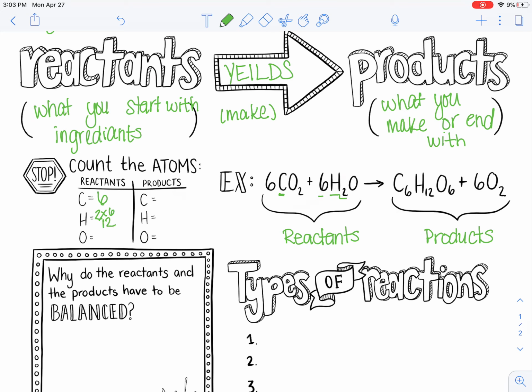For oxygen, here I have 2 times 6, which is 12. And over here I have just 1 times 6, so that's 6 plus the original 12. So for oxygen I have 18 on the left.